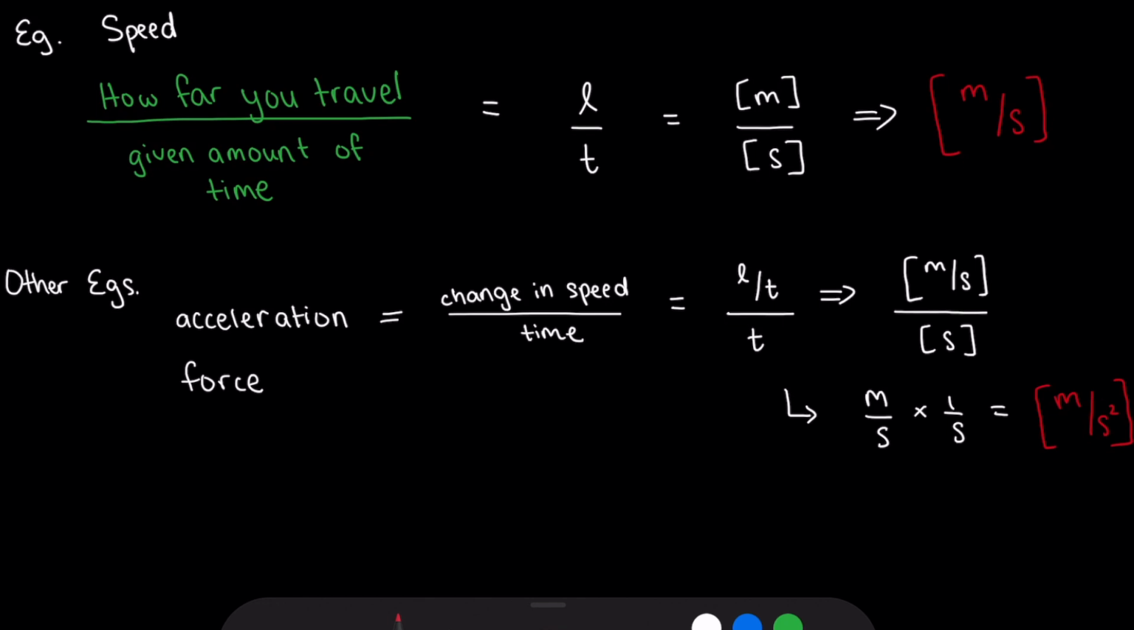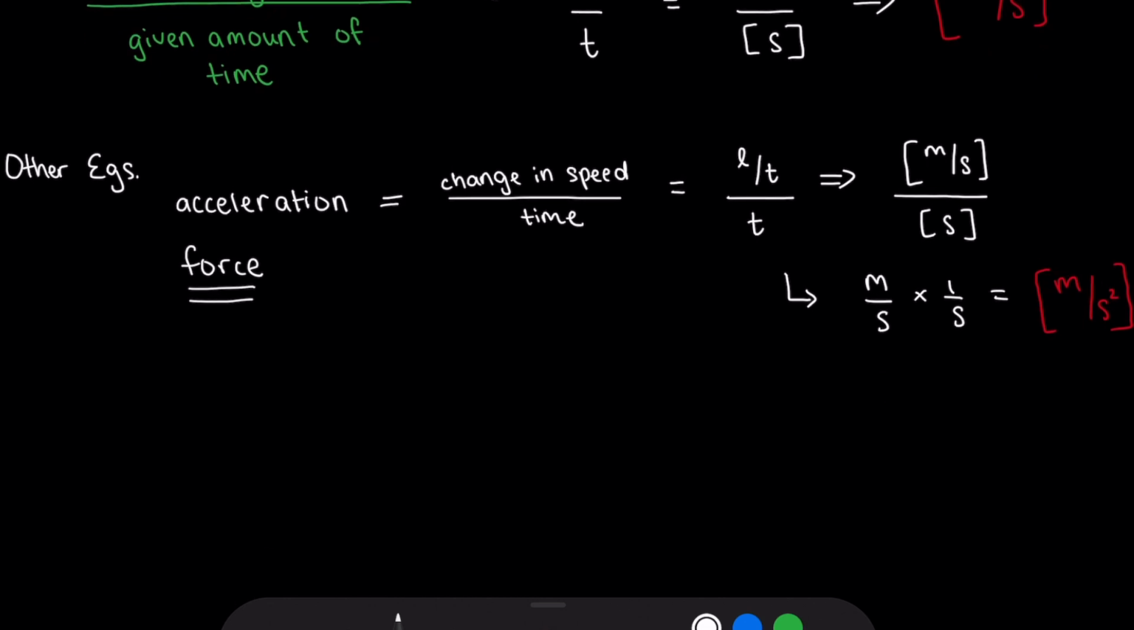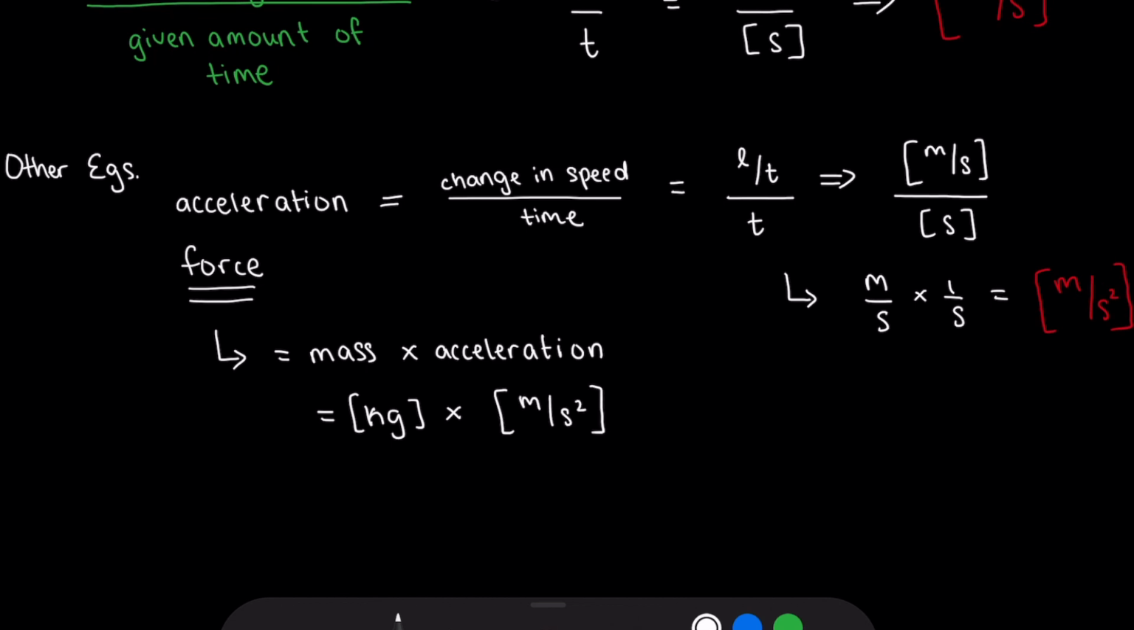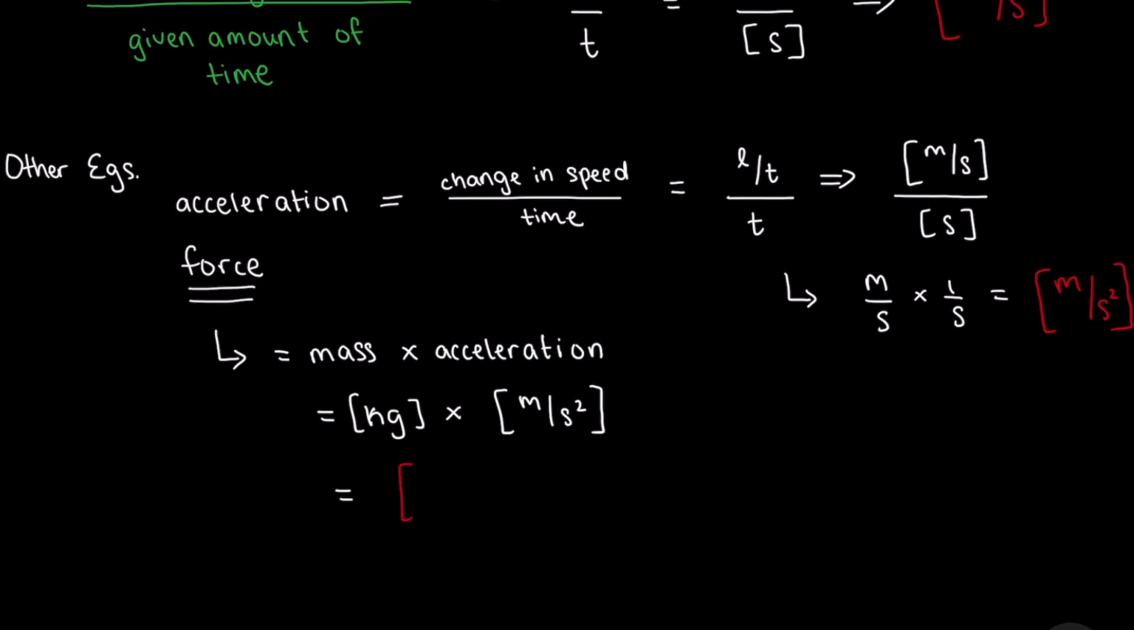Now let's look at force. We'll define force a little bit later in our mechanics journey, but force is mass times acceleration. If we look back up, we know our fundamental unit for mass is kilograms, and we just calculated our units for acceleration, which are meters per second squared. If we multiply those, we end up with kilogram meters per second squared.